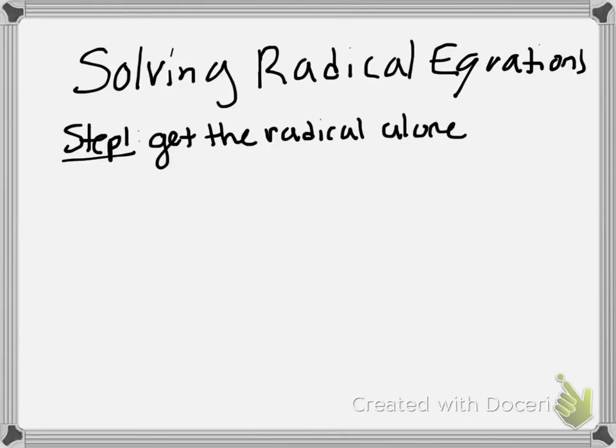And what I mean by that is you want to get the radical, remember a radical is a square root, by itself, nothing added or subtracted or multiplied in front of it, nothing added or subtracted or multiplied behind it. Step 2, once you have your radical alone, is you want to square both sides.